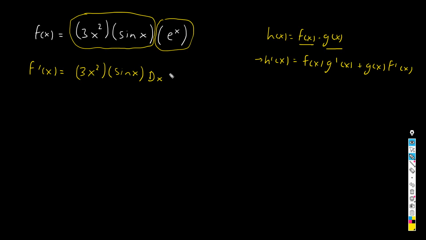So I do this: the derivative of the second function, plus the second function times the derivative of my first function, which is all of this, 3x squared times sine of x. You see? And we have to continue, right?